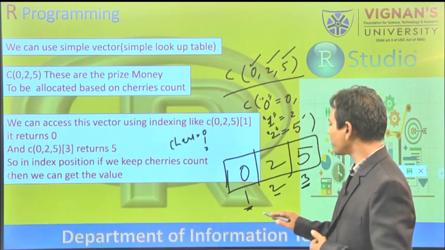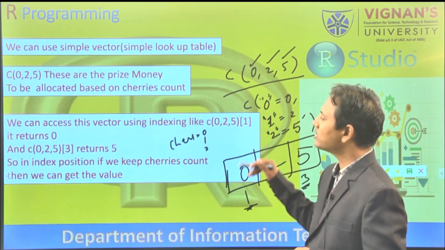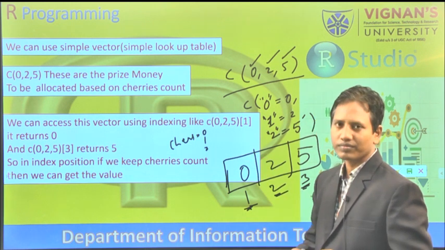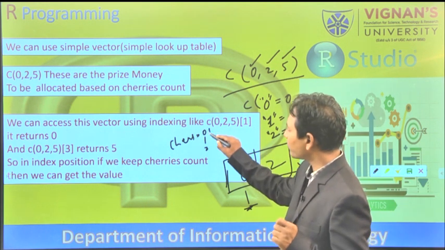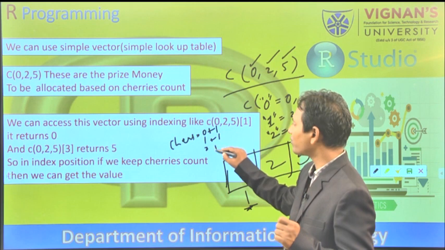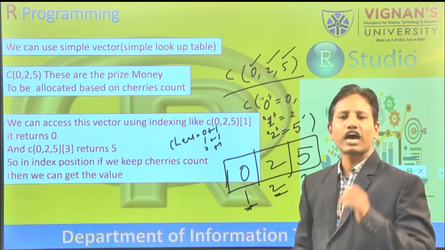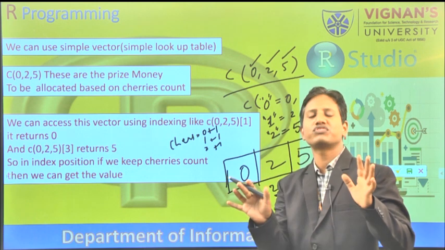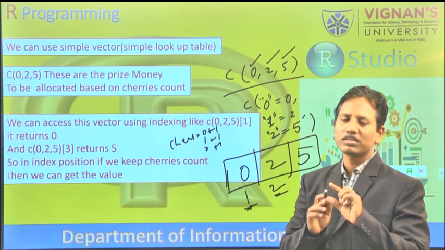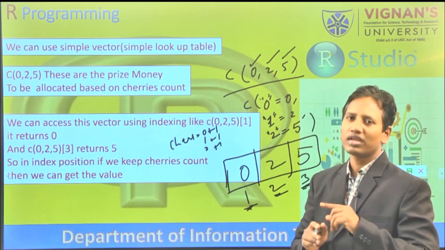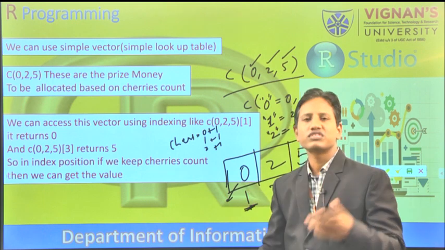But here the index is starting from 1. So, what to do? How to handle this situation? The simple solution is that if I put plus 1 here for every value, then the indexing is going to match. Assume that we don't have cherries, we got cherries 0. For that 0, if I add 1, 0 plus 1 will be 1, and this is going to be the index value, and the output is going to be 0.